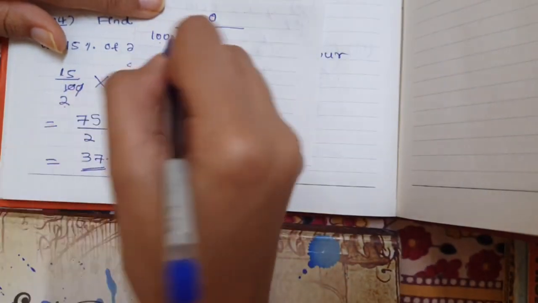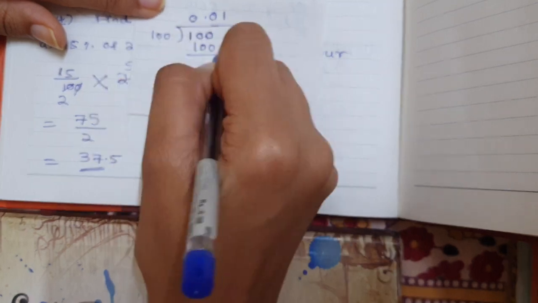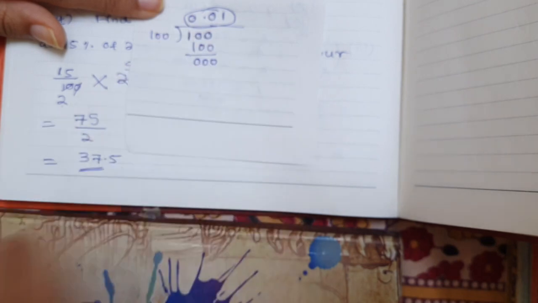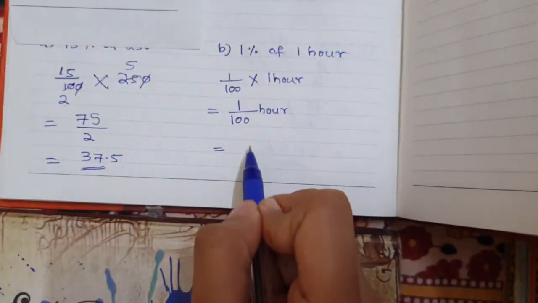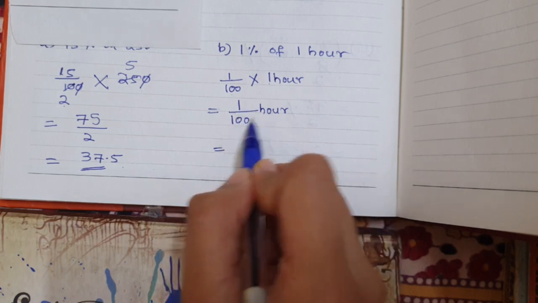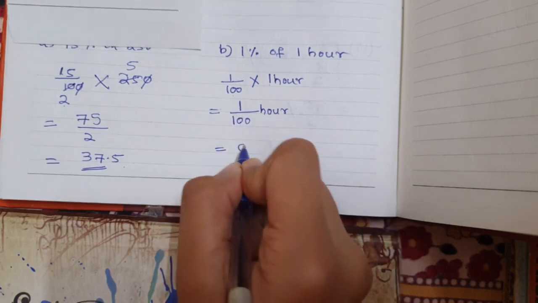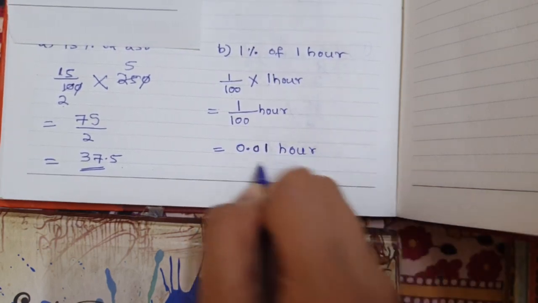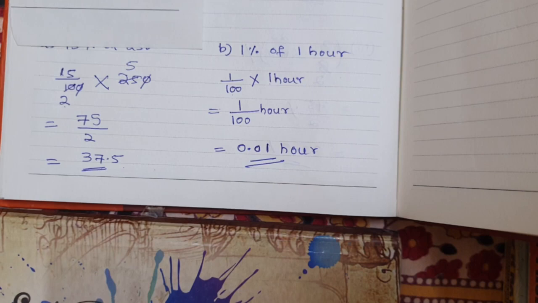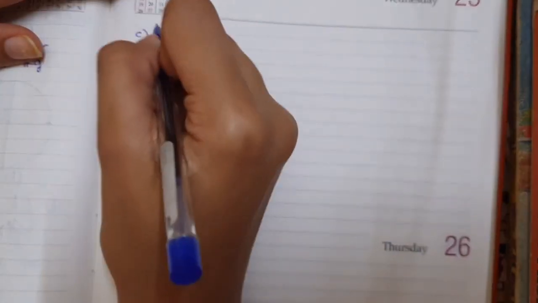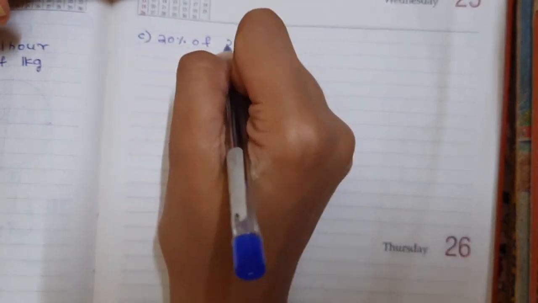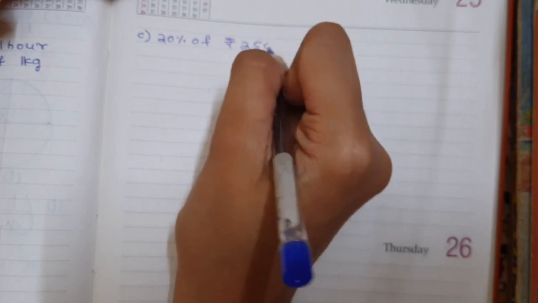Okay. Now 100 ones are 100. Now the remainder is 0. So the answer is 0.01. Now 1 divided by 100 hour can be written as 0.01. What is the unit? Unit is hour. Done. Now let us solve for C. 20% of rupees 2500.